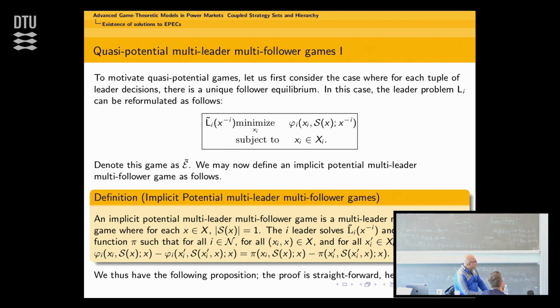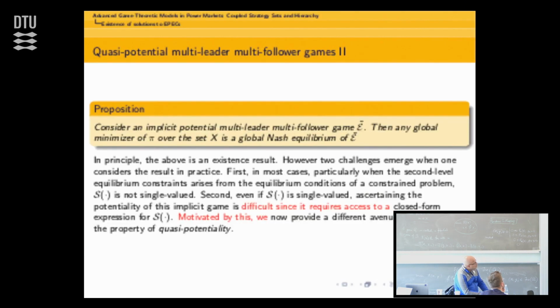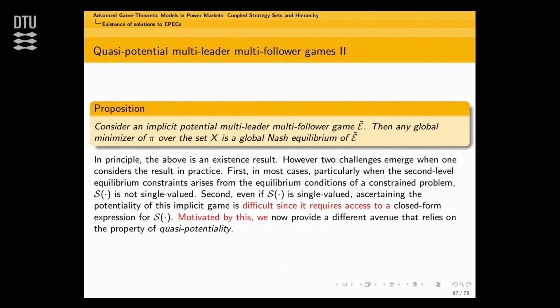For instance, if you have a high degree of nonlinearity that comes from x, it may not be that easy, but that's something worth checking. But this is an avenue, okay? In principle, the above is an existence result.